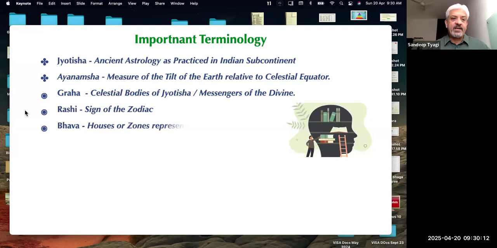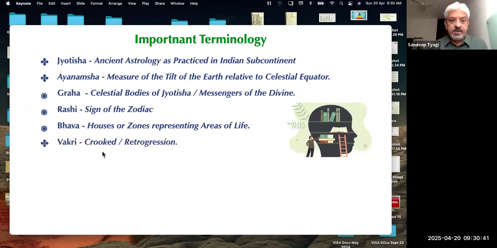Rashi is the sign of the zodiac you're aware of. Bhava, or houses. This is important because each one of them represents a certain area of life. So when we do interpretation of a chart, and if someone is asking you about a certain area of life, then we know what is the reference that we are examining. We examine that part and figure out what the planetary influences are and draw some conclusions.